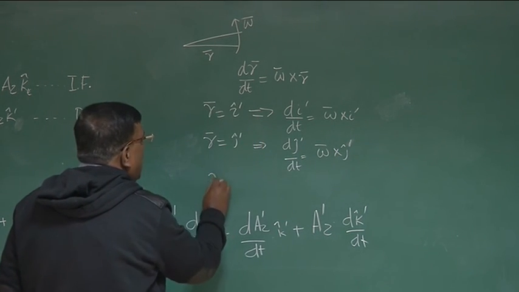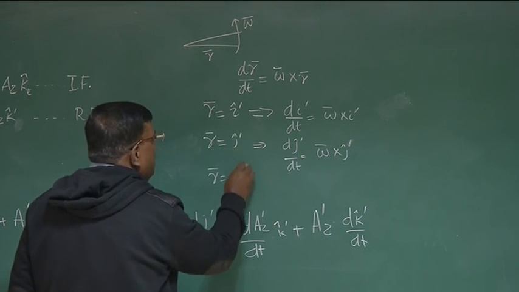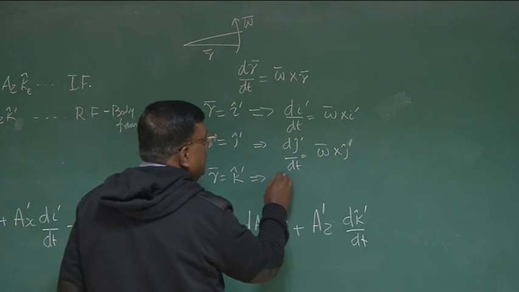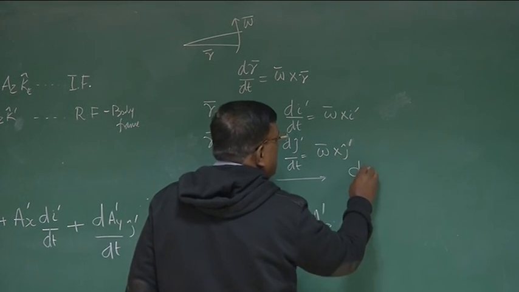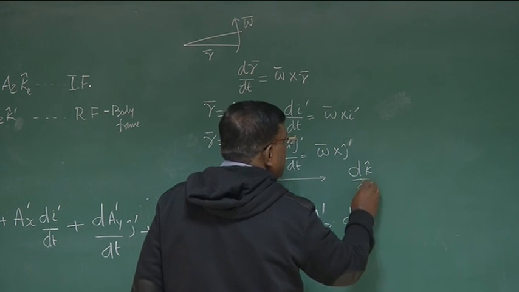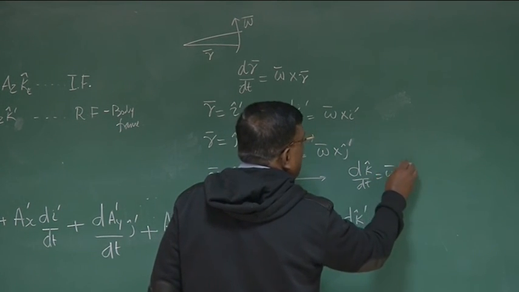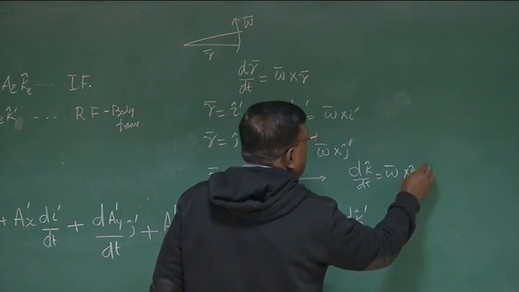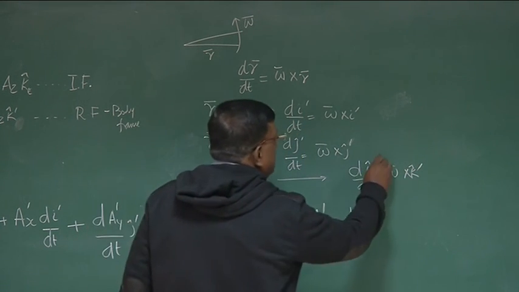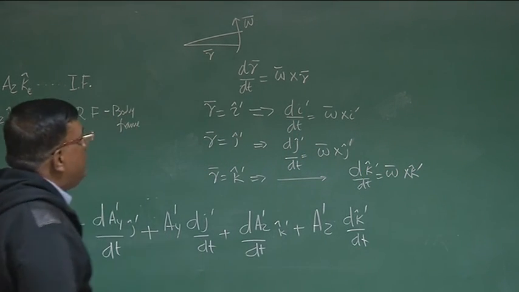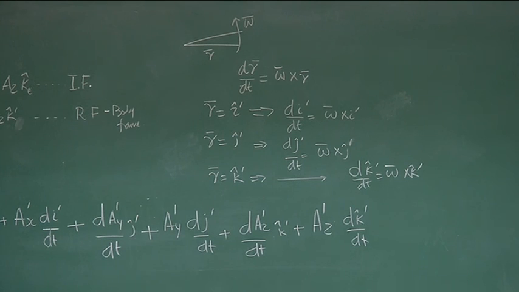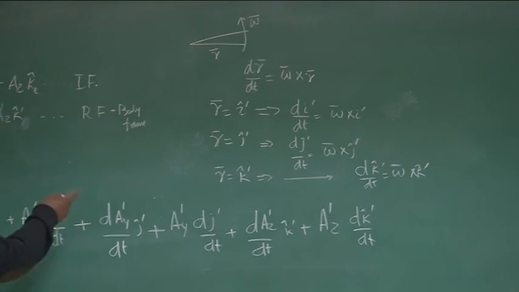Similarly, if I put r equal to k prime, this gives me dk prime by dt equal to omega cross k prime. Fantastic. This is such an elegant, simple way of finding di prime by dt, dj prime by dt and dk prime by dt. Now what is the solution? The solution is you have to put it here.